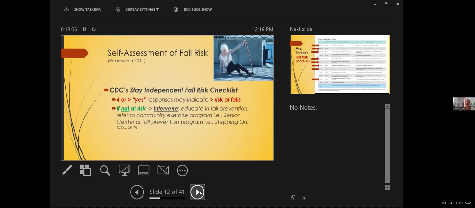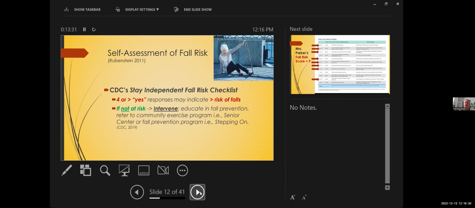So, self-assessment of fall risk. This was one of your questions on the quiz to start with. The CDC has a Stay Independent Fall Risk checklist on their website. If a person answers yes to 4 or more of the questions, it may indicate a greater risk of falls.